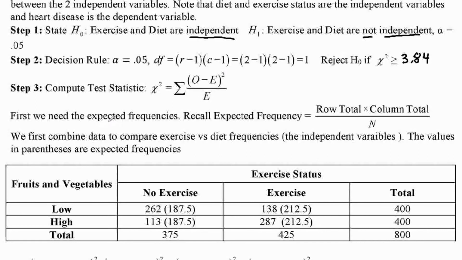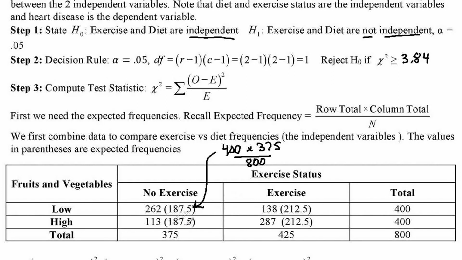And then the expected frequencies, remember the way you get those is you do the row total times the column total divided by the grand total. I've already done that in the table down here. Our row total is 400. Our column total is 375 for this first entry, and our grand total was 800. So that 187.5 came from doing 400 times our column total of 375, and then dividing by the 800. And then I did that for the other 4 boxes.